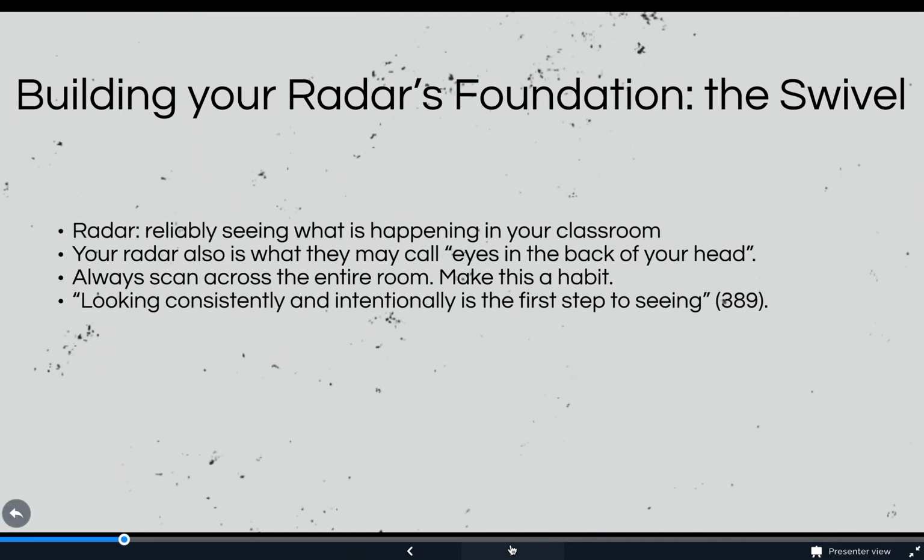Building your radar's foundation, the swivel. Radar, reliably seeing what is happening in your classroom. Your radar is what they also could call the eyes in the back of your head. Always scan across the entire room. Make this a habit. Looking consistently and intentionally is the first step to seeing, according to the textbook.